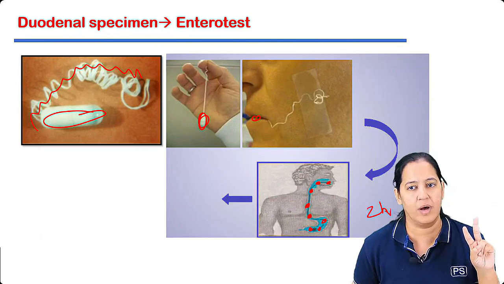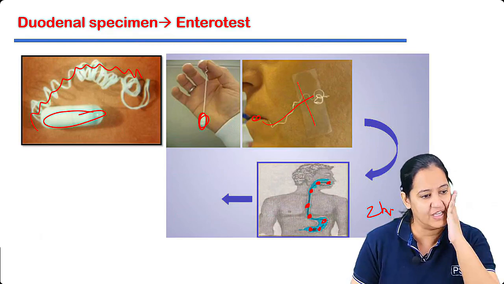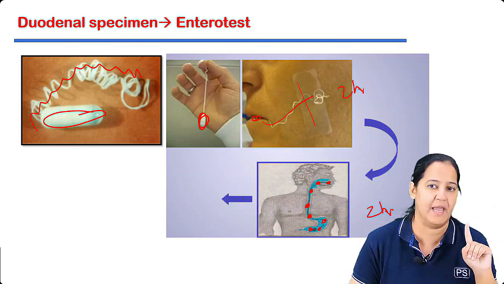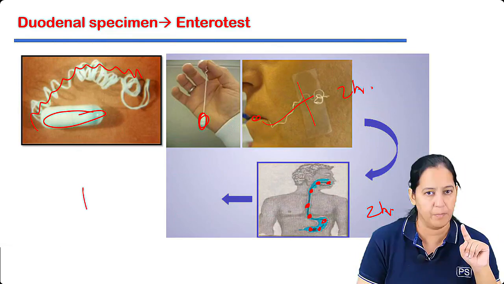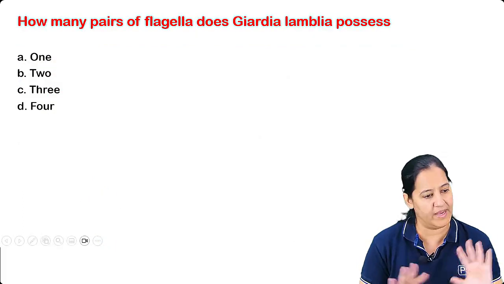2 hours. So the capsule will dissolve and the thread will remain. The other end of the thread, you just stick it here so that it doesn't go inside by mistake. Keep it here for 2 hours. And after 2 hours, take it out, put it in a test tube filled with saline, and centrifuge it. I guess everyone got it. We are done. Giardia lamblia.